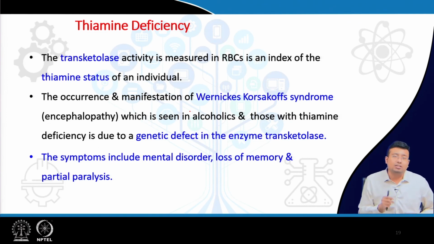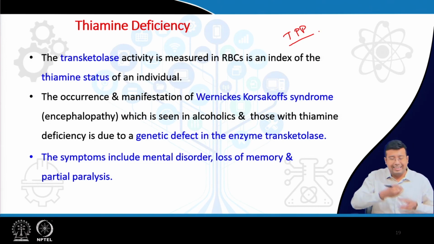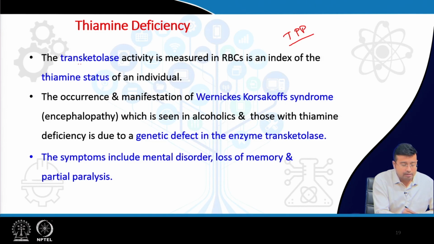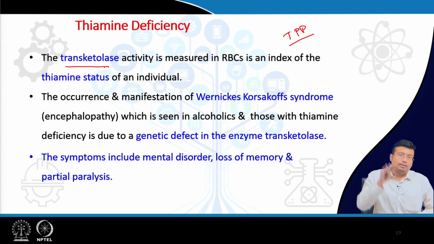Over there it was mentioned that thiamine is actually the cofactor of the transketolase enzyme in the form of TPP or thiamine pyrophosphate. It is so dependent that the deficiency of vitamin B1 or thiamine is checked by estimating the transketolase activity. If the transketolase activity is down, vitamin B1 deficiency is there, and this is manifested by a disease known as Wernicke-Korsakoff syndrome.